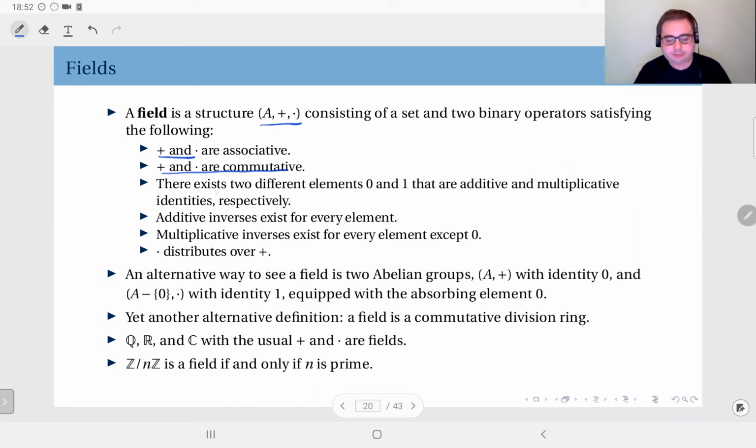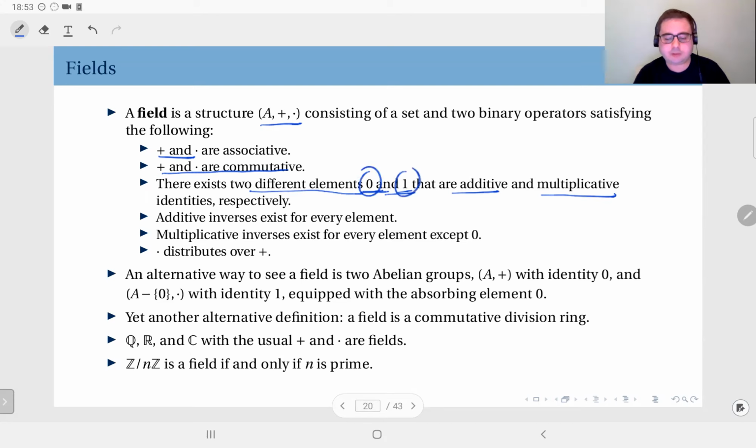And also there exist two different elements. They have to be different, 0 and 1. Again, these are representative 0 and 1, not necessarily the 0 we know, not necessarily the number 1 we know. These are representations of additive and multiplicative identities, okay? Two different elements, 0 and 1, that are additive and multiplicative identities, okay?